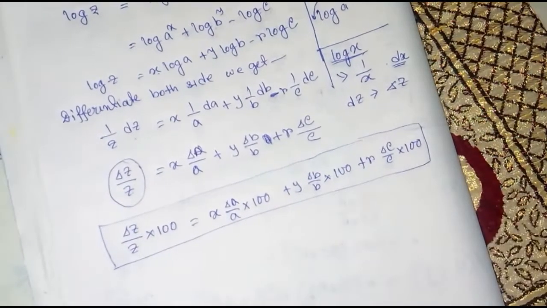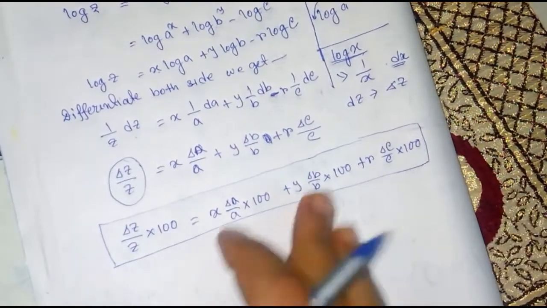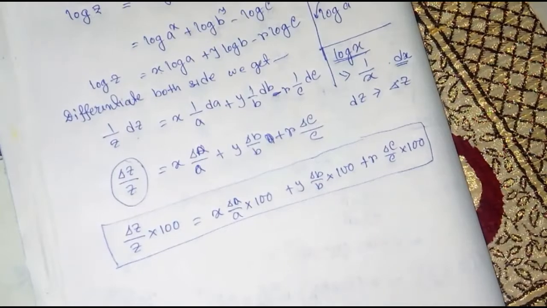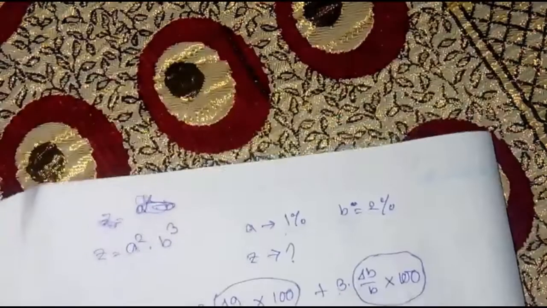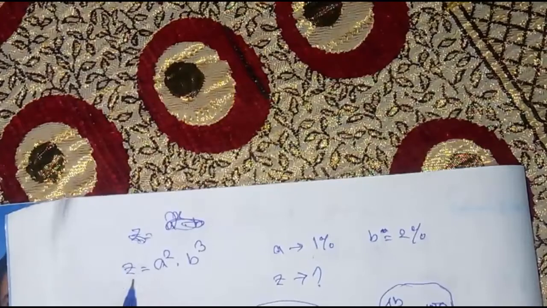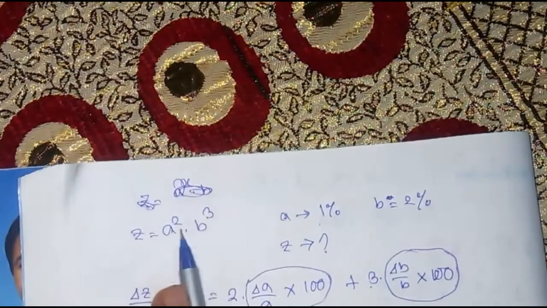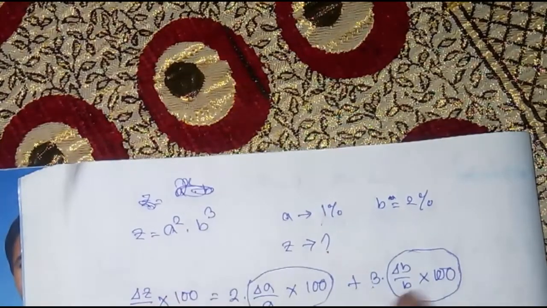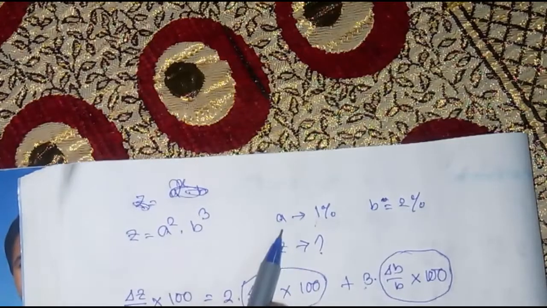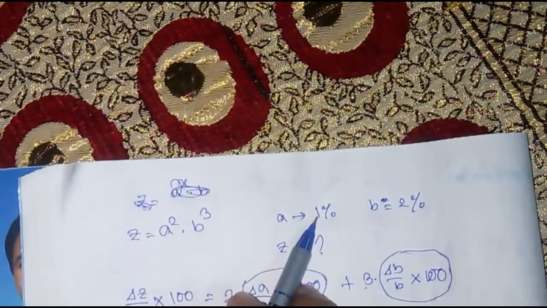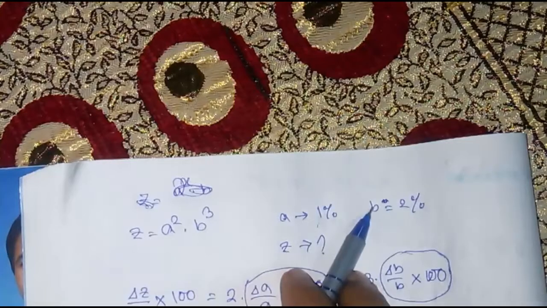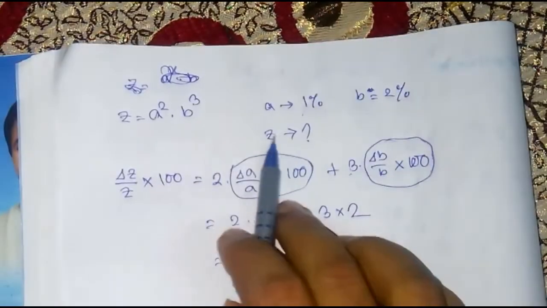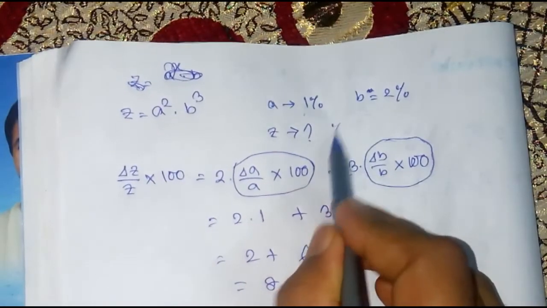Okay, numericals can come in your board exam or any competitive exam from this chapter. Let's take an example by which you can understand. A numerical is given that z equals a square into b cube. So a square into b cube, okay, and it is given that a has a percentage error of 1% and b has a percentage error of 2%. So what will be the percentage error of z?